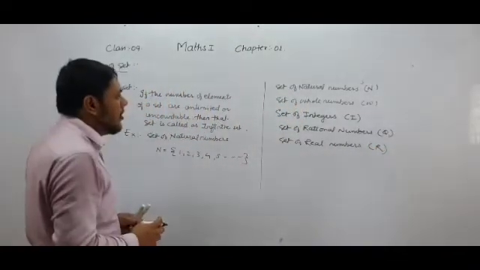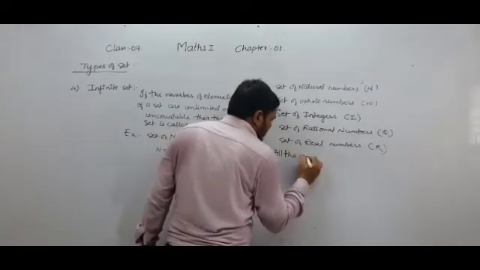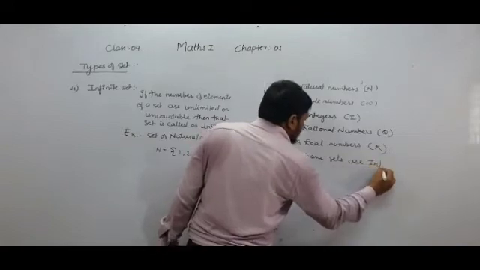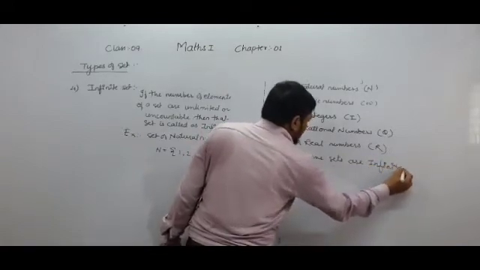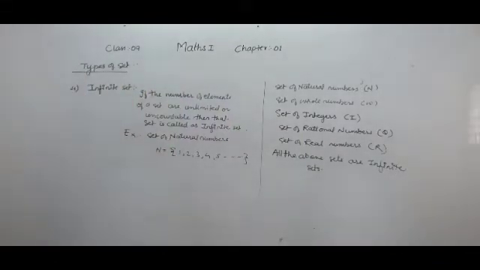Remember that all the above sets are infinite sets. The set of natural numbers is an infinite set, the set of whole numbers is also an infinite set, the set of integers is also infinite, and the sets of rational numbers and real numbers are also infinite, because the number of elements in these sets are infinite or uncountable. So student, these are the types of sets.